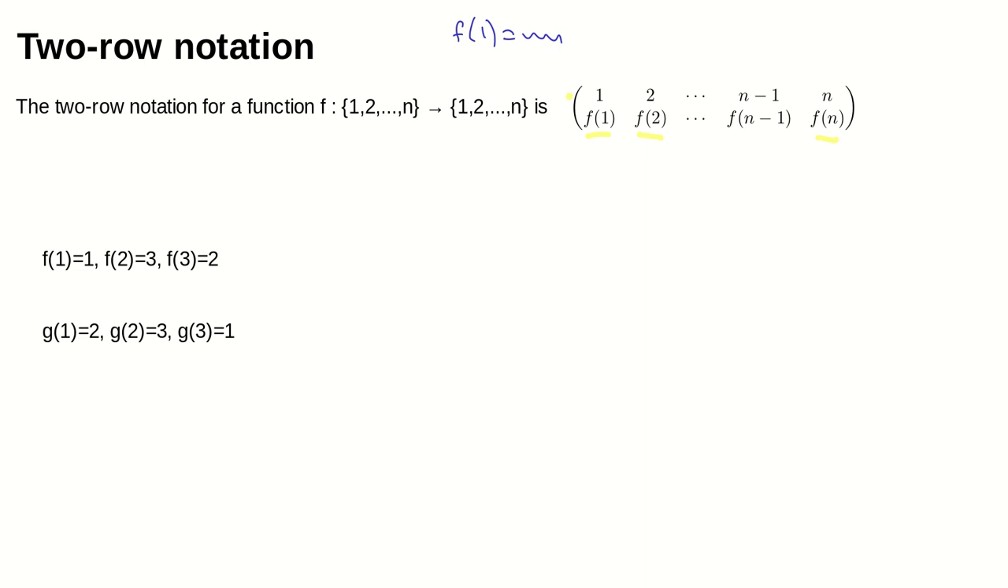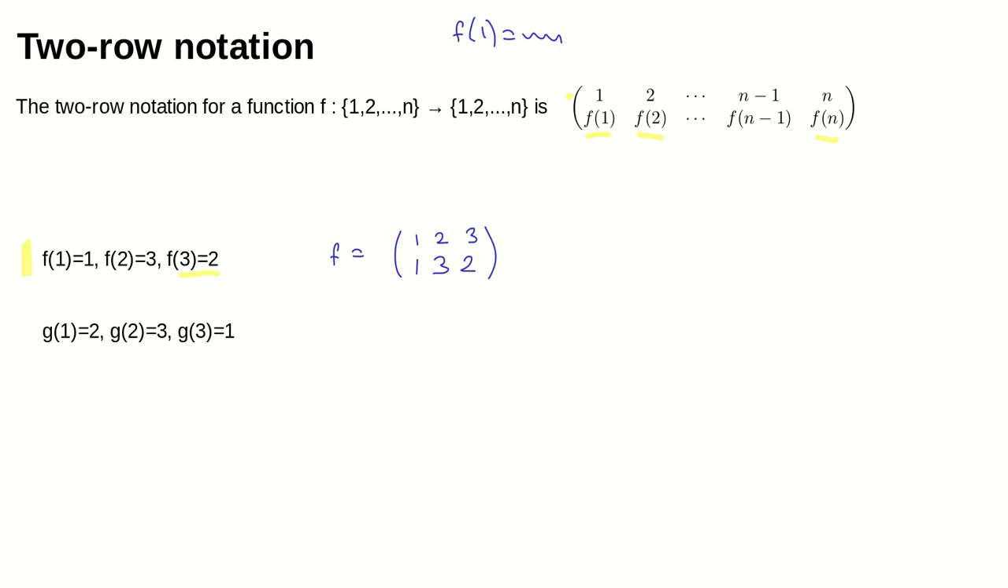So let's look at some examples of functions and their two-row notations. Here is the function f from 1, 2, 3 to 1, 2, 3, defined by f of 1 is 1, f of 2 is 3, and f of 3 is 2. So the two-row notation for f would be, on the top, I write 1, 2, and 3. Beneath 1, I write f of 1, which is 1. Beneath 2, I write f of 2, which is 3. And beneath 3, I write f of 3, which is 2. We'll often identify functions with their two-row notation, so I will write f equals and then the two-row notation for f.